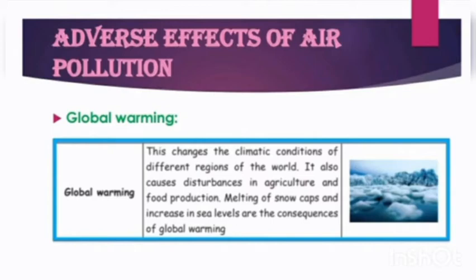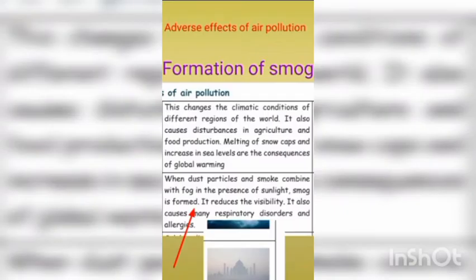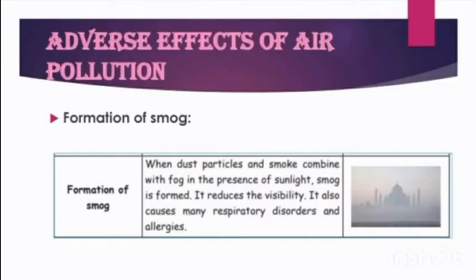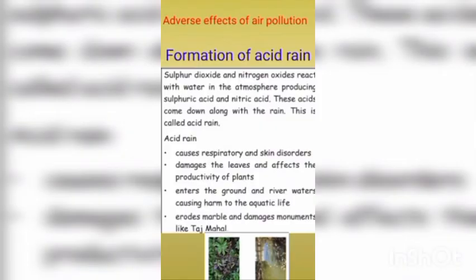Formation of smoke. When dust particles and smoke combine with fog, in the presence of sunlight, smoke is formed. It reduces the visibility. It also causes many respiratory disorders and allergies. Sulfur dioxide and nitrogen oxides react with water in the atmosphere, producing sulfuric acid and nitric acid. These acids come down along with the rain. This is called acid rain.